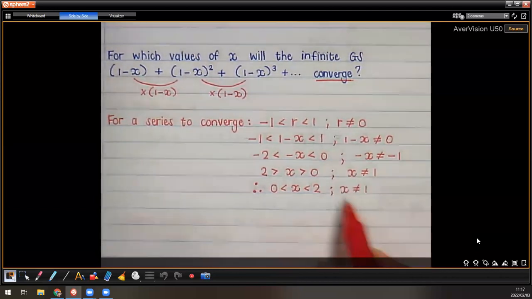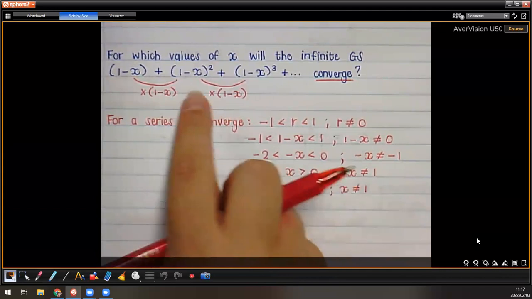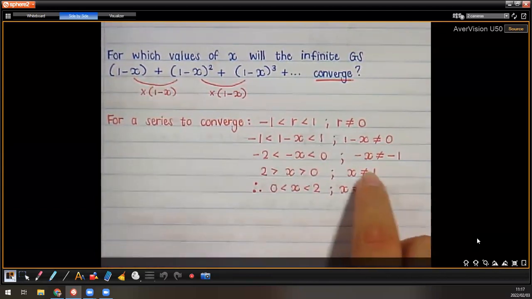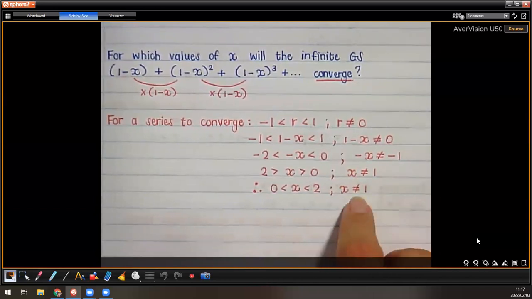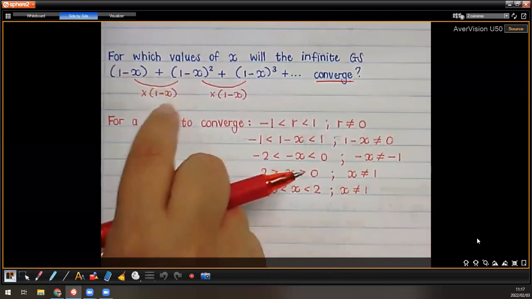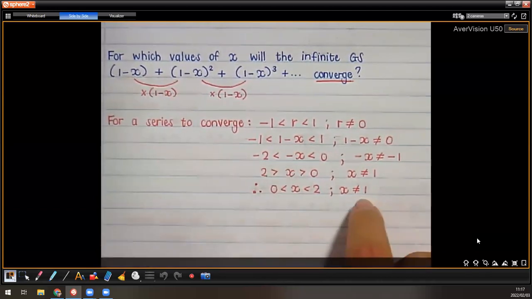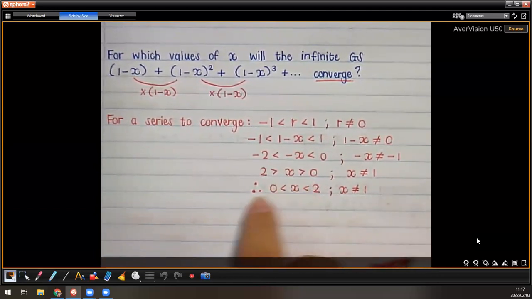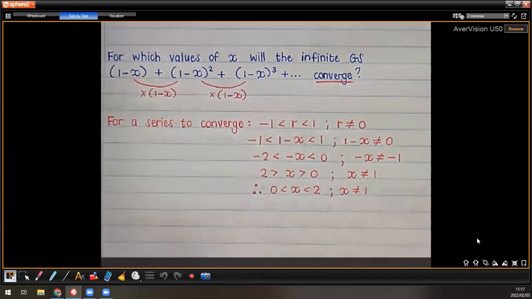So guys, let's just talk about this quickly. If x is 1, what is my ratio? 1 minus 1 is 0, right? So do you see, that's why we're saying that x cannot be equal to 1, because if x is 1, then my ratio, which is 1 minus x, is going to be 0. Okay, so we have to add that in there. x cannot be equal to 1. And what does this mean? That x here can be any number between 0 and 2, but not 1. And if that is the case, then this will be a converging series.